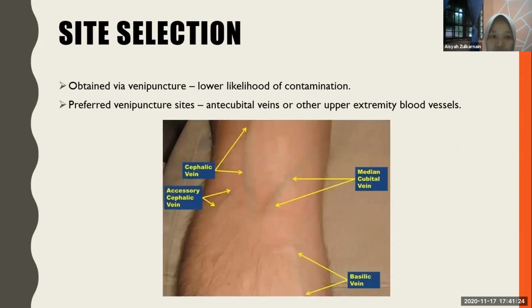So blood culture should be obtained via venipuncture because it has a lower likelihood of contamination compared to blood culture that is collected through a vascular catheter. The preferred venipuncture site, as mentioned by Shasha before, is the antecubital veins, which are the median cubital vein, cephalic vein, and also the basilic vein. And the most preferred site is the median cubital vein.